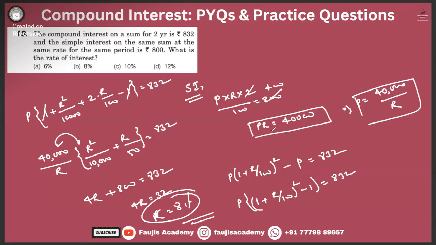Right now, because we have two variables over here, P and R square, both of these we don't know, right? Both of these we don't know. The formula has gone for a toss.